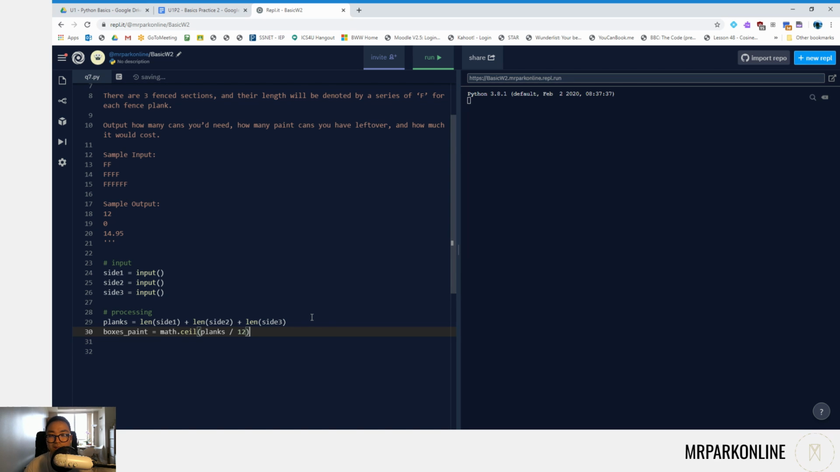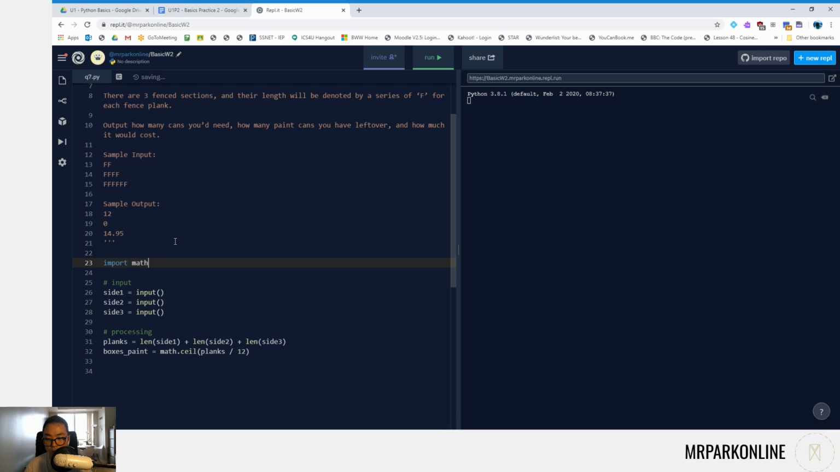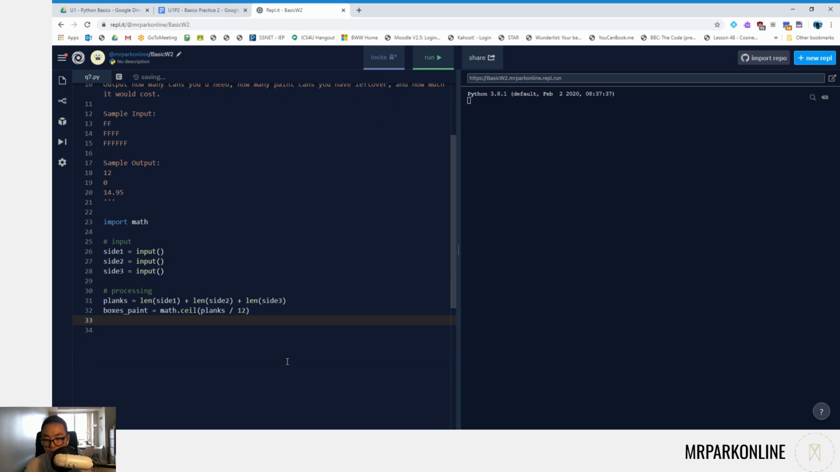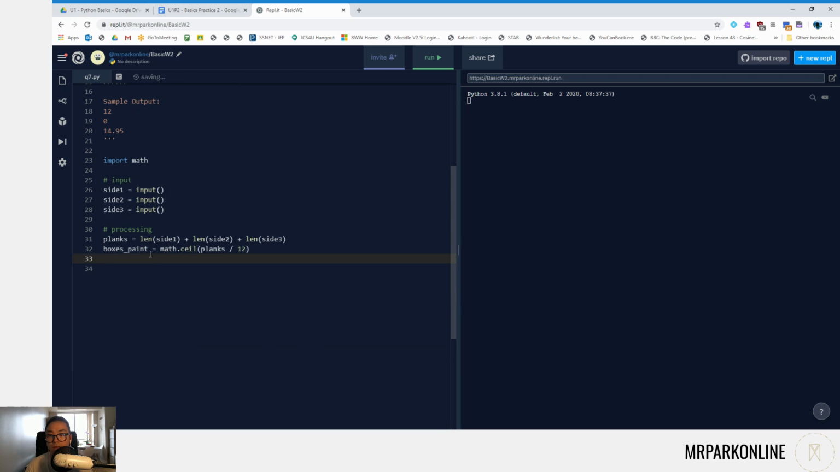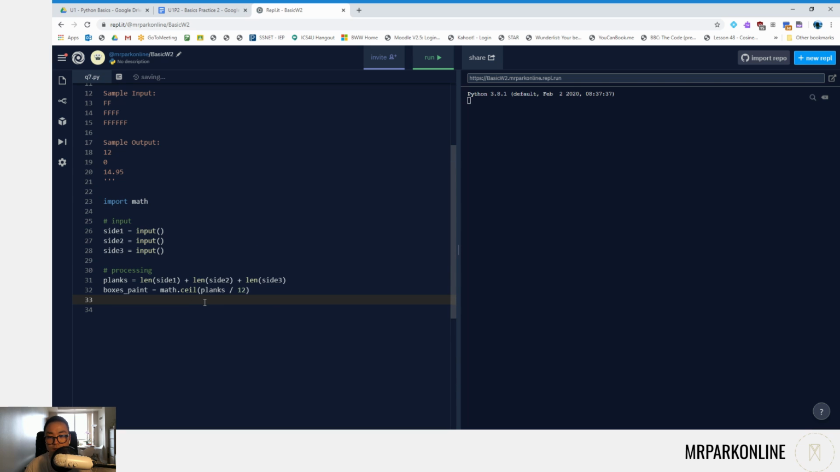Let's say I needed 1.2 boxes. Well, that's impossible. The supplier is not going to sell us 1.2 boxes. Therefore, I want to divide it by 12, then round up on every calculation. Since I'm using a math function, I'm going to import math up at the top of my program. So I've imported math, and I've calculated how many boxes I bought.